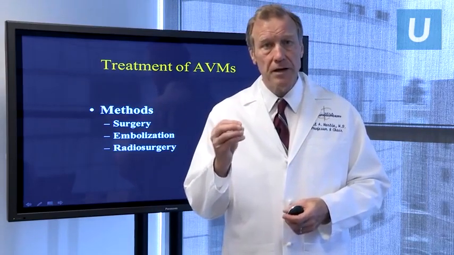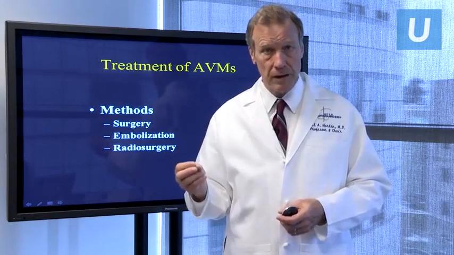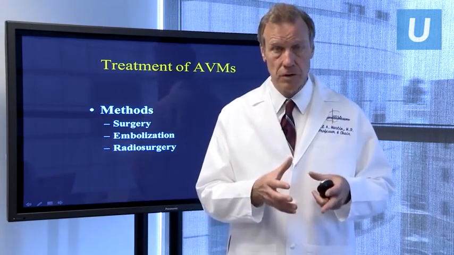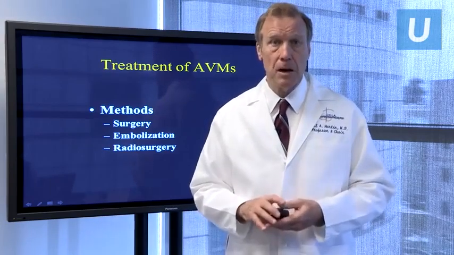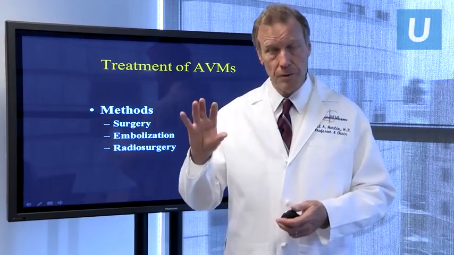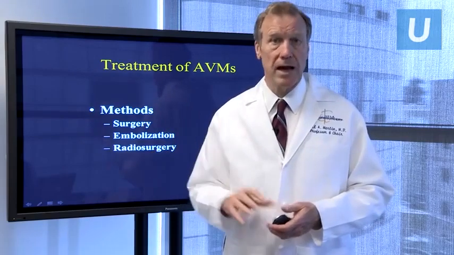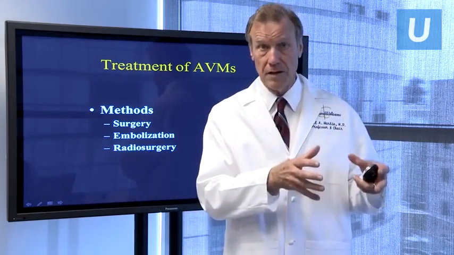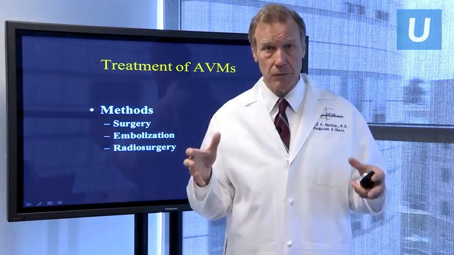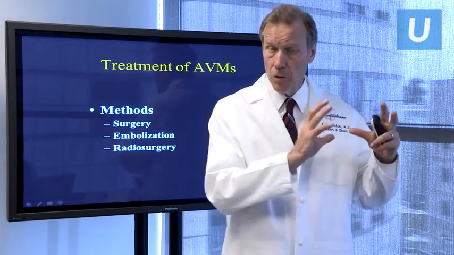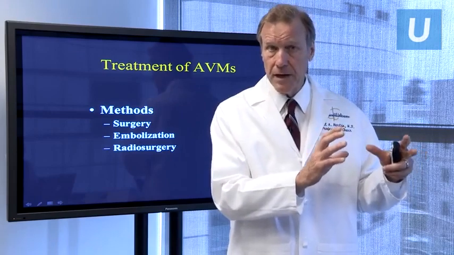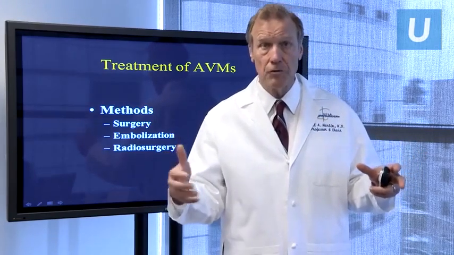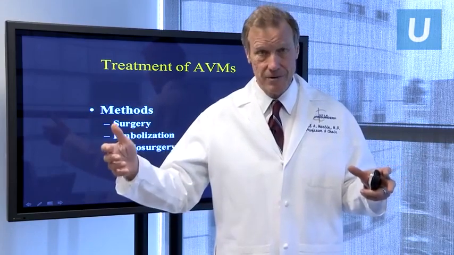AVMs that are located deep in the brain or in the cerebellum, the posterior part of the brain, seem to have a higher risk of future hemorrhage, and those AVMs might be recommended for preventative or prophylactic treatment. In other words, treatment and obliteration, removal of the AVM so that a hemorrhage is avoided. So looking at the AVM and its features helps us to predict what the future risk is and decide whether or not treatment is necessary.